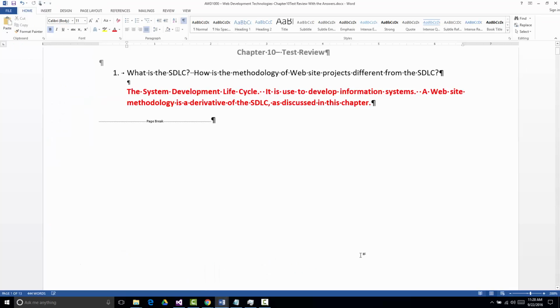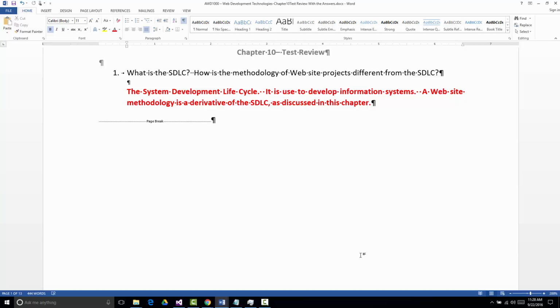All right, number one was, what is the SDLC? The SDLC is an acronym. It stands for Systems Development Life Cycle. As mentioned, it's used to develop information systems. In the book, at the beginning of the chapter, they showed that 4-step process for creating a systems development life cycle, 4 or 5 steps. They talked about analysis, and then design, and then implementation, and then maintenance.